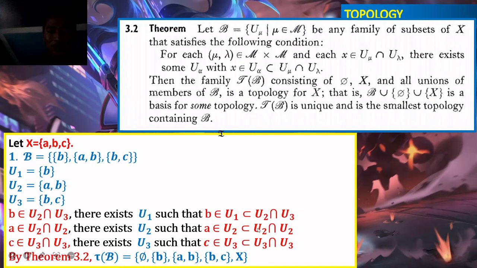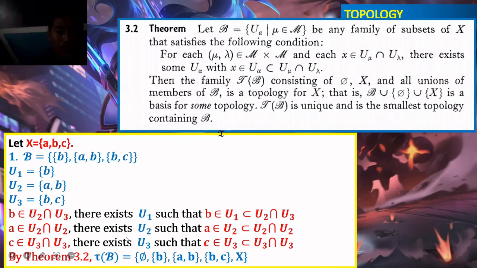So, actually, class, alpha can be equal to mu or to lambda. Nothing was set to restrict alpha from being equal to mu or lambda. It can be equal. Next class is C. Where is it an element? It is just in U3. So, U3 intersection U3, there exists U3 again, such that C is an element of U3, a subset of U3 intersection U3.